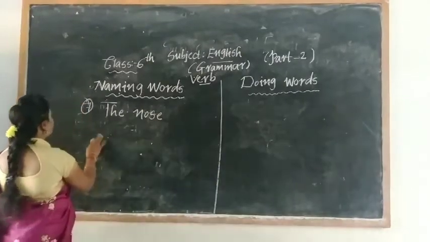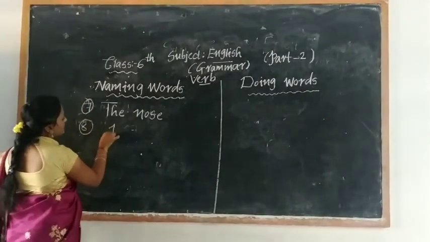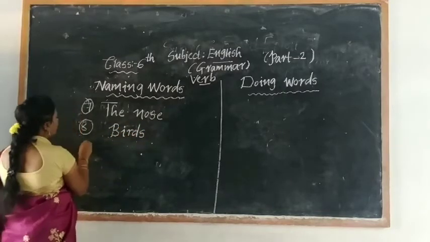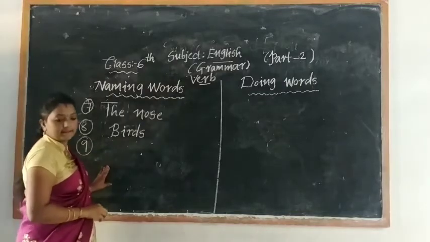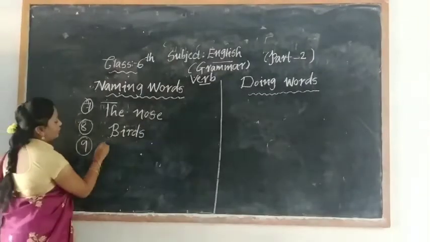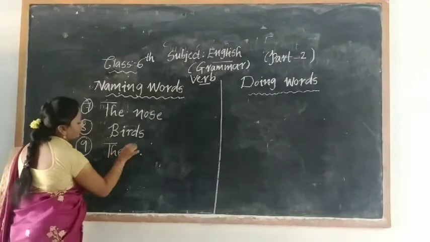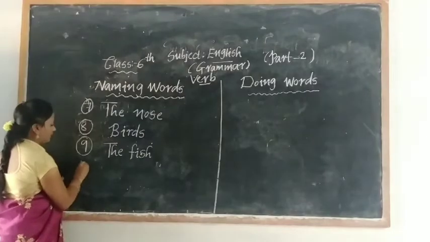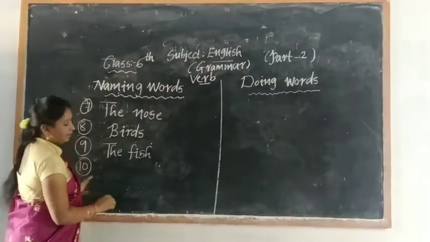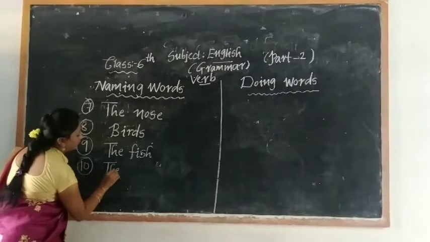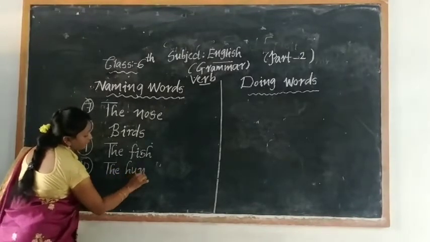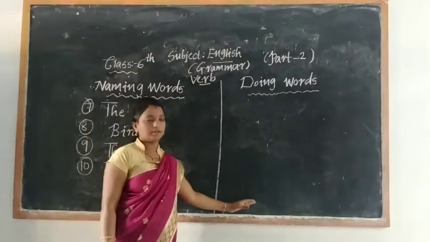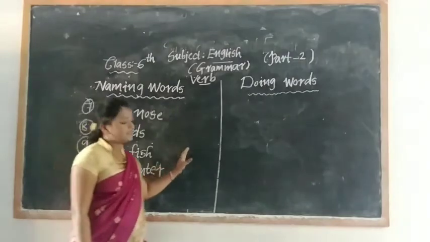Next one, birds. Birds is a naming word. You have to write the doing word. Next one, we can see the fish. The fish is a naming word. Next one, the hunter. You have to write the doing words. You have to write in the CW part only.